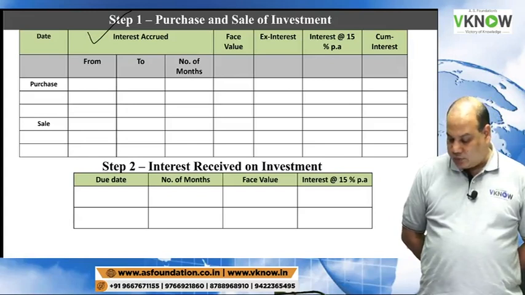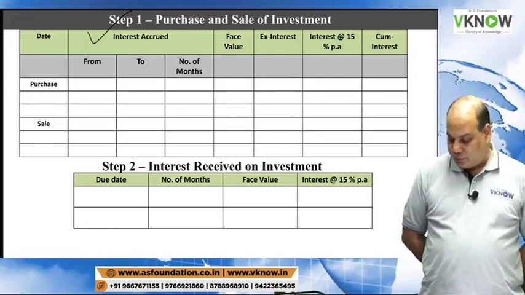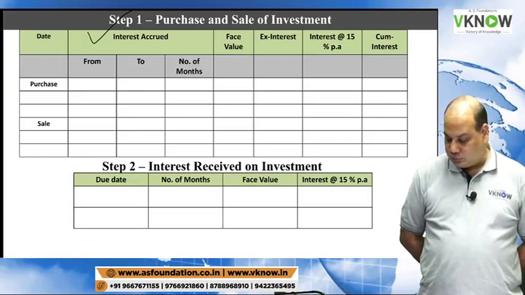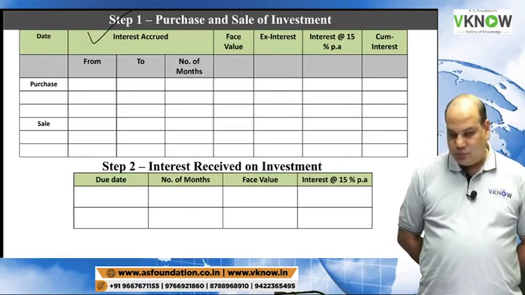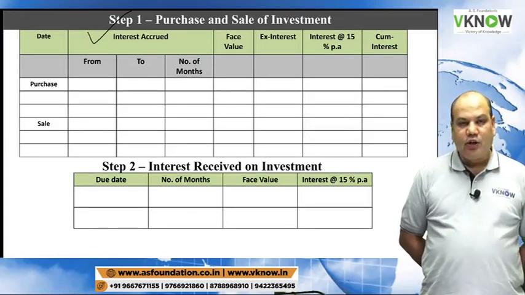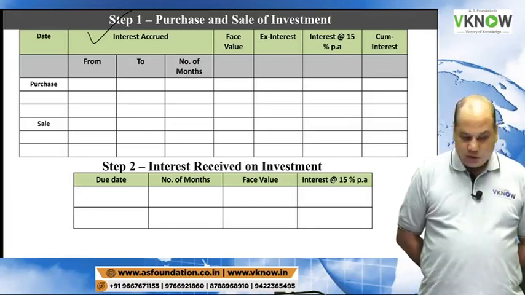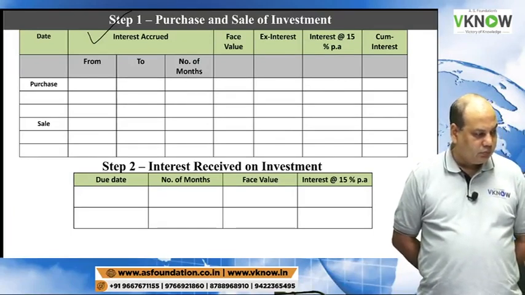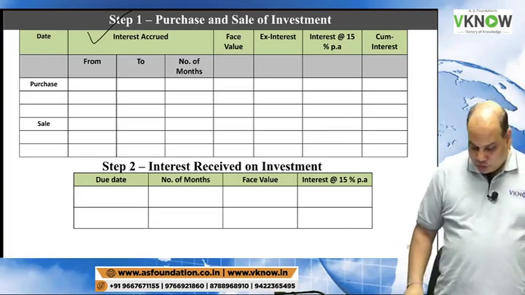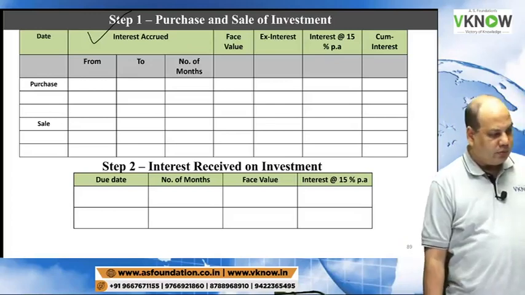So write down date, interest accrued, and under that 3 columns: from, to, number of months. Then write down face value. Then write down ex-interest. Then write interest at the rate of 15% per annum. Last column cum-interest. So draw this format quickly.